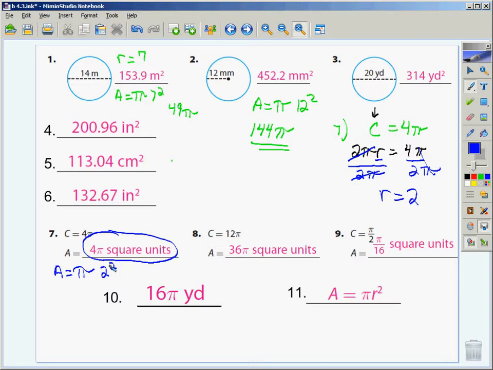Which one? Here? The answer is right here. Why would it be divided by 2? The formula says this. Area equals pi r squared. Is there any division by 2 in the formula? Then why would I divide by 2?